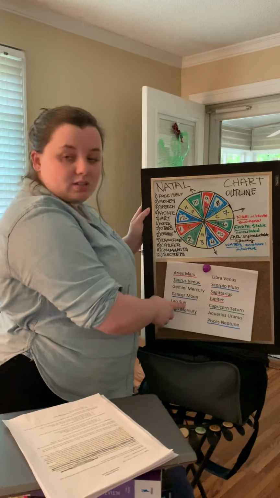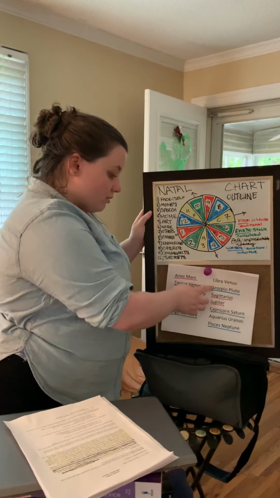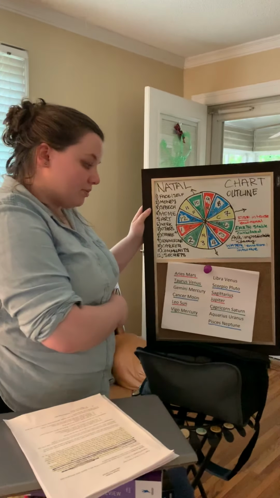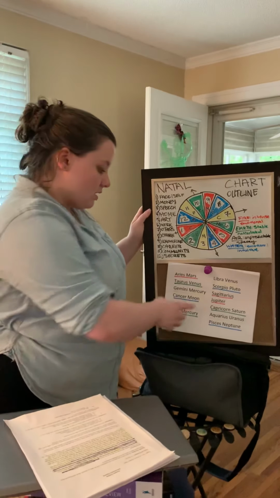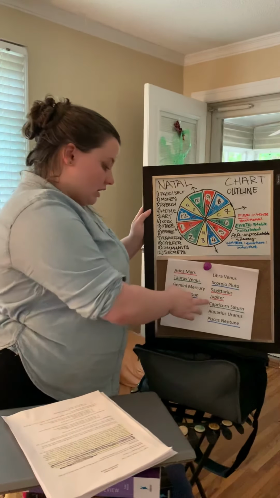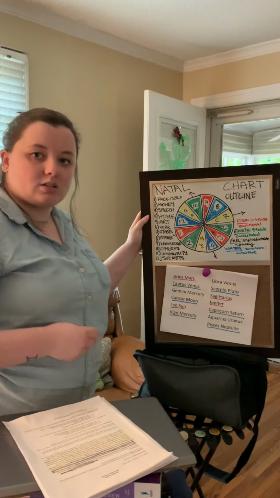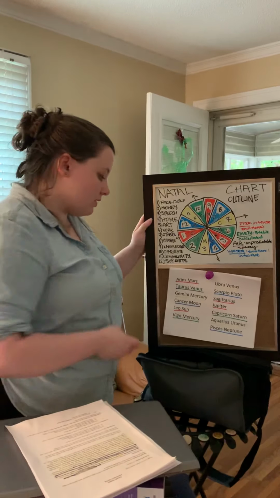Leo is ruled by the sun. The sun is going to be your ego and your personality. Scorpio is going to be ruled by Pluto, which is the planet of change. Sagittarius is going to be ruled by Jupiter, the planet of expansion. Capricorn is ruled by Saturn. Saturn is going to be the strict authoritarian. It's going to be where you learn hard lessons in life.